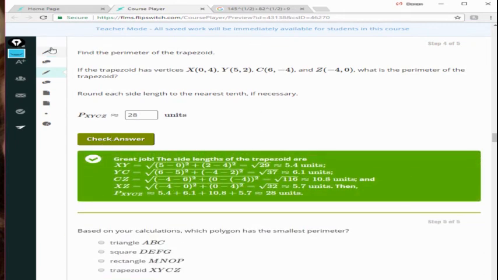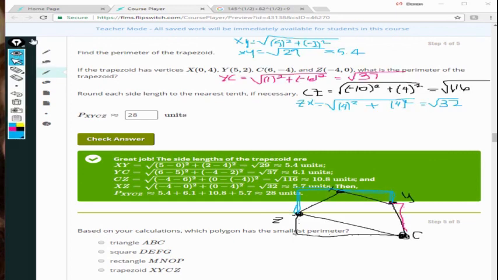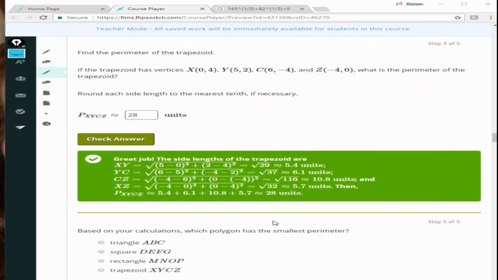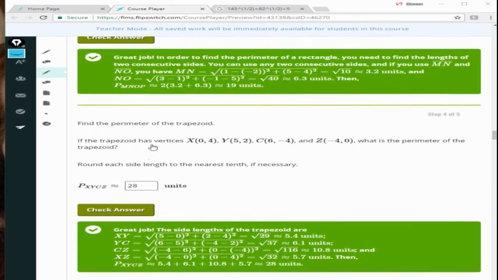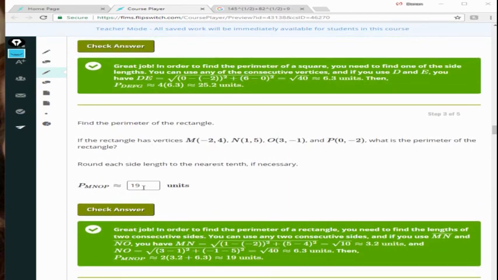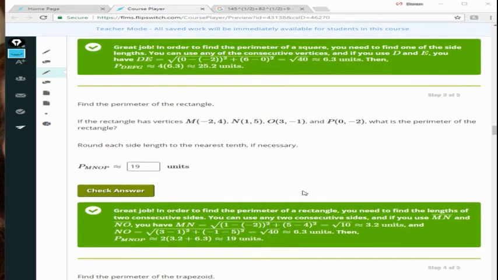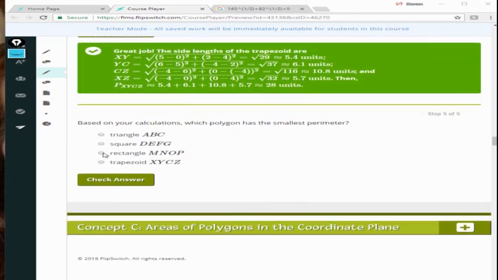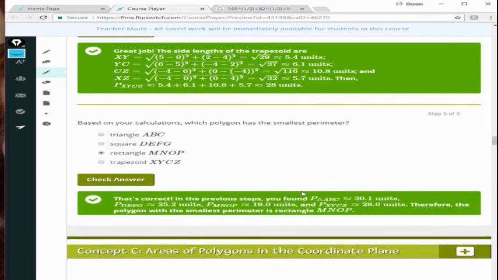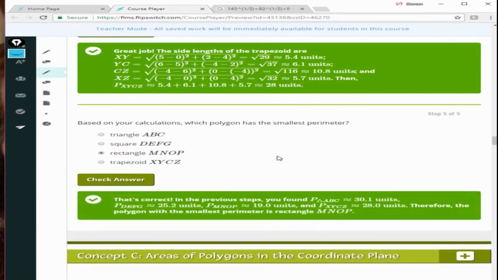Great job! So now, based on our calculations, which polygon has the smallest perimeter? So I think 19 is looking like it is the smallest one. So the rectangle has the smallest perimeter because it's smaller than all of the other numbers. There we go. So there's your example.